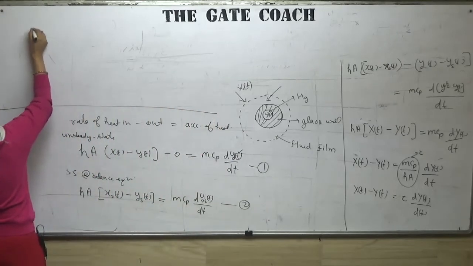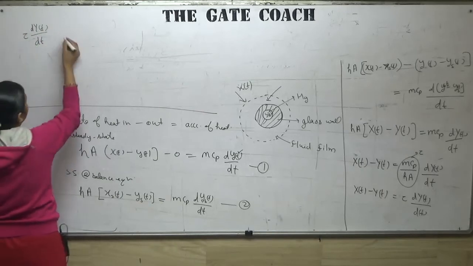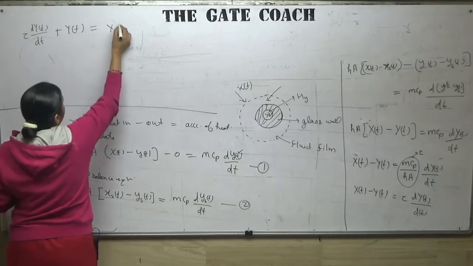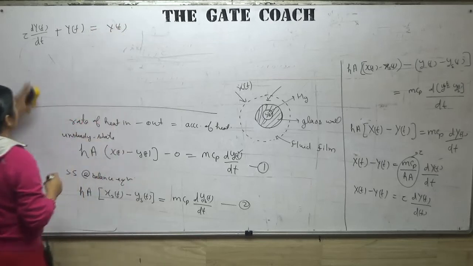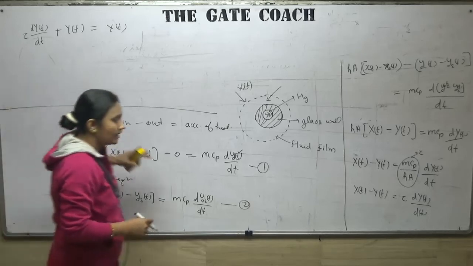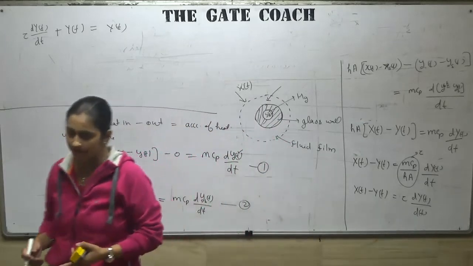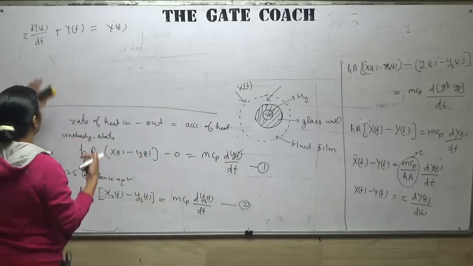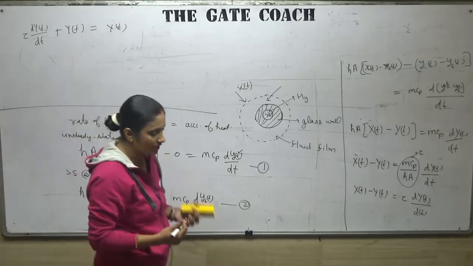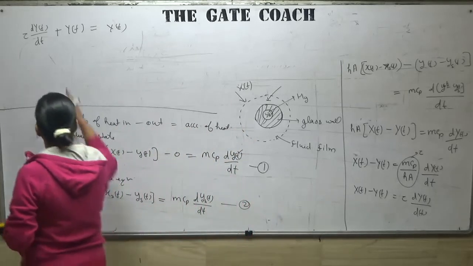You have an equation like tau dy/dt plus y(t) is equal to x(t). That is nothing but a first order linear differential equation, and the system that follows a first order differential equation is known as the first order system. So take the Laplace of this equation. We know it is not easy to solve any differential equation, so we take the Laplace transform to solve this type of equation.